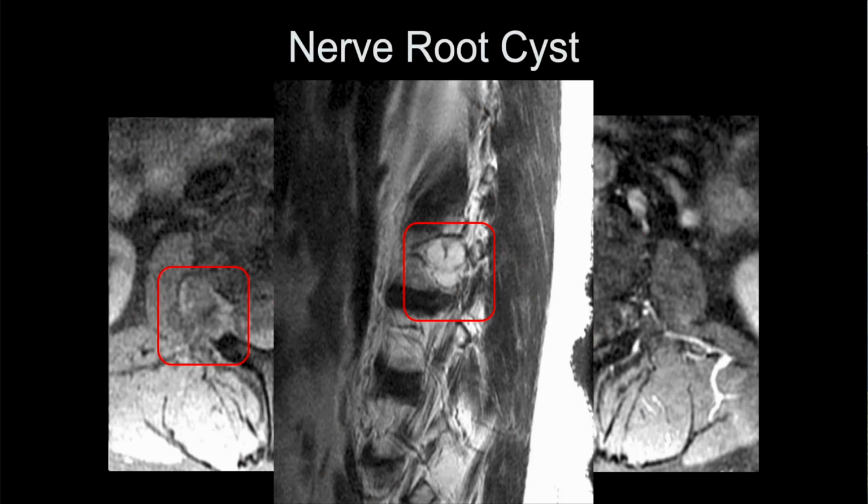So I usually just describe them in some detail in the body of the report, and then if they're large, I'll put them in the impression. But if they're pretty subtle, I usually only describe them in the report.